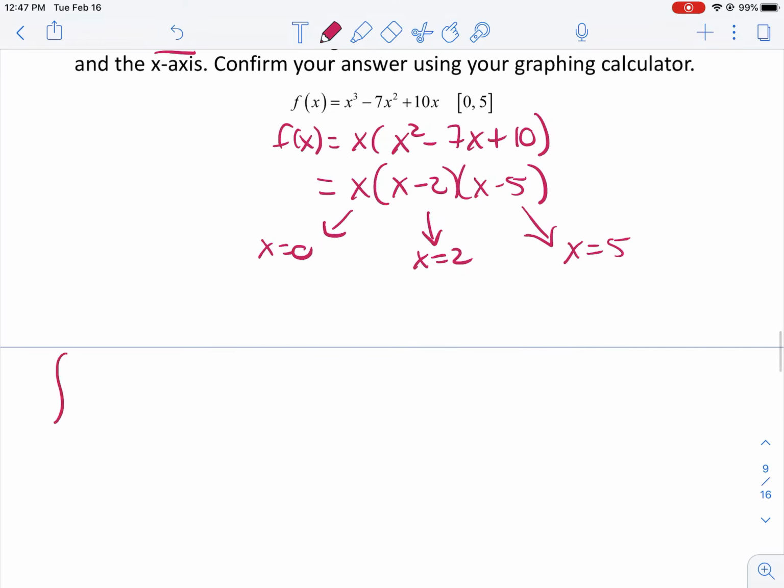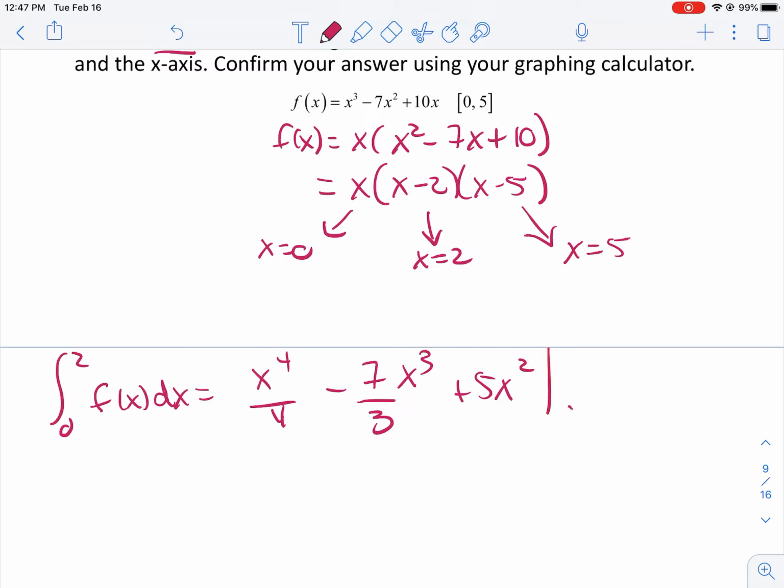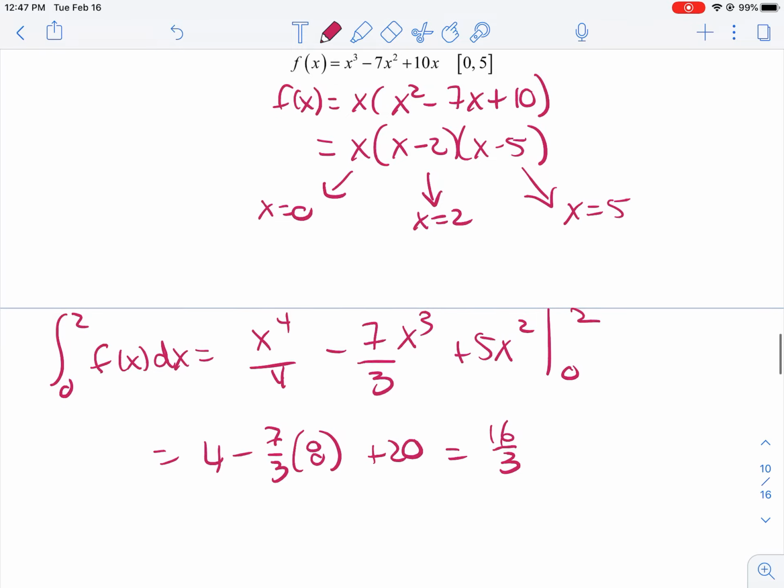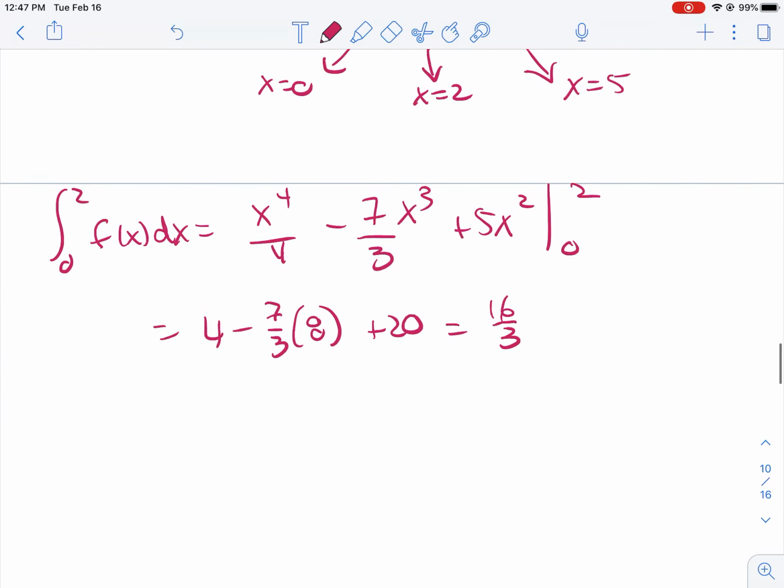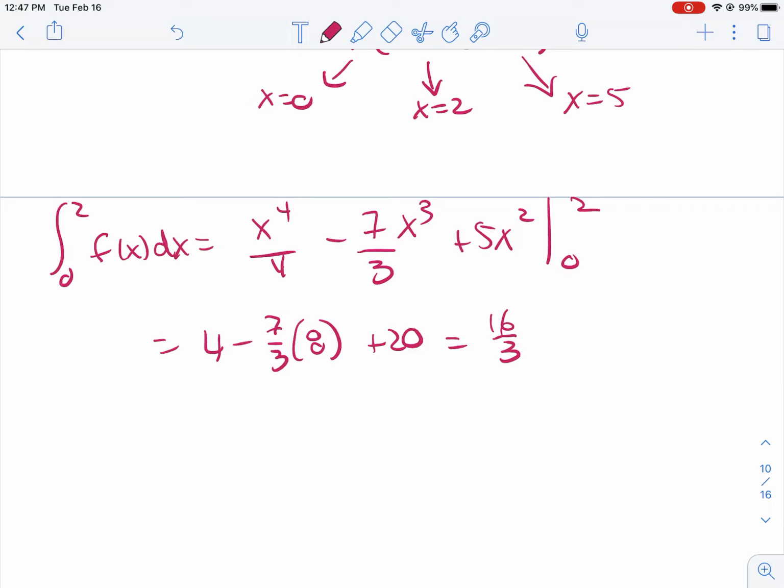So, for example, I'm going to start by integrating from 0 to 2 this function here. And when I do, I get my antiderivative. And I'm going to integrate it from 0 to 2. When I do that, I'm going to get 4 minus 7/3 times 8 plus 20. And that reduces to be 16/3. Again, feel free to pause the video and check the numbers. So that tells me that the graph between 0 and 2 is above the x-axis.